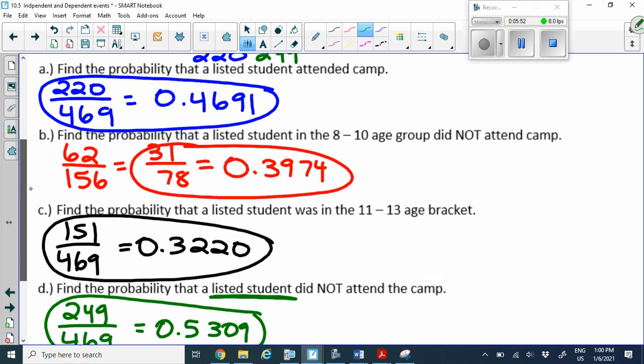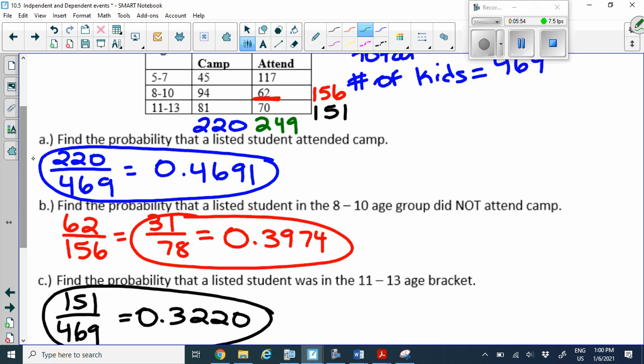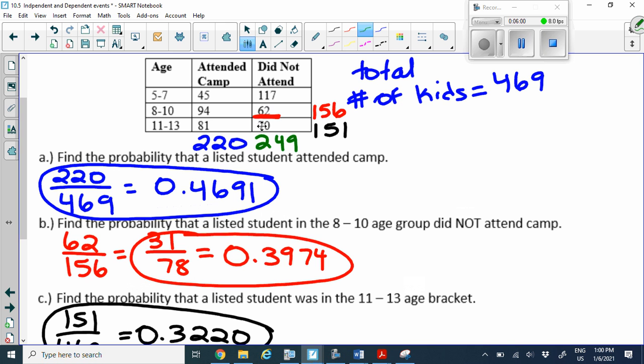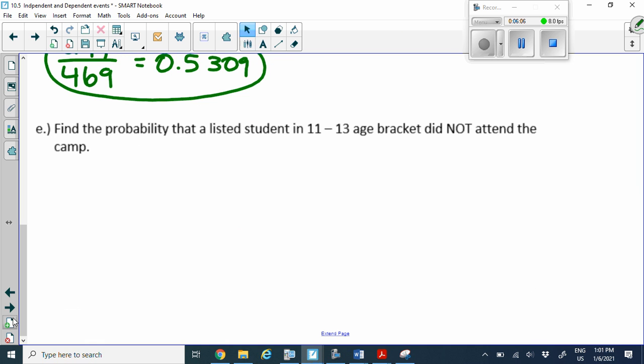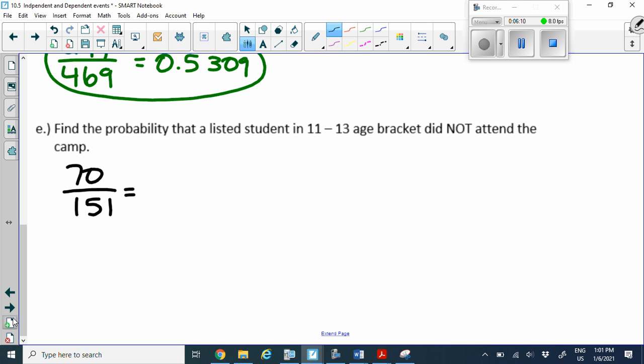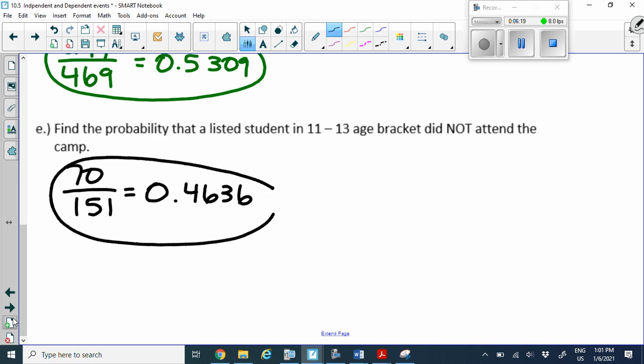The 11 to 13 age range, we already found to be 151. And we know that 70 of them did not attend camp. So we're going to have 70 over 151 here. This cannot be simplified, so we write our answer as a decimal. We'll have 0.4636, and this will be our final answer.